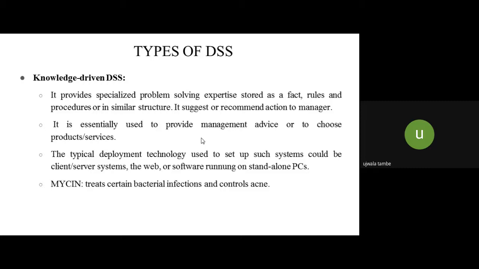Then the next one is the knowledge base. Such kind of DSS works upon the knowledge. In this system, the knowledge is extracted, processed and presented, and it helps the management take a decision regarding the product and the services. One example given over there is MYCIN. This is one kind of a model which treats certain bacterial infections and controls acne.